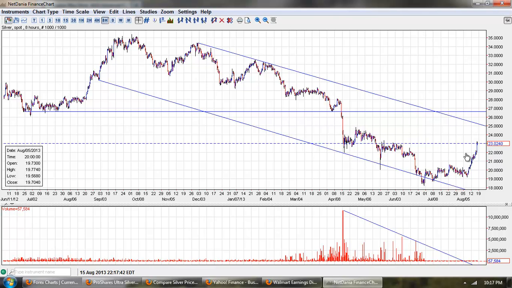Now, to get a trend change, according to this trend channel, and that goes back about a year, we're actually going to have to break out above 25. So 25 is going to be a really key level to break out of and sustain above it.